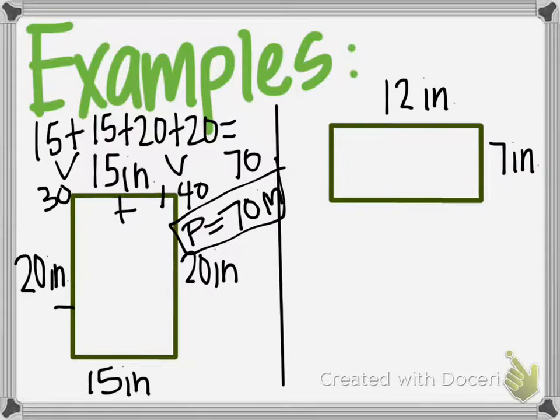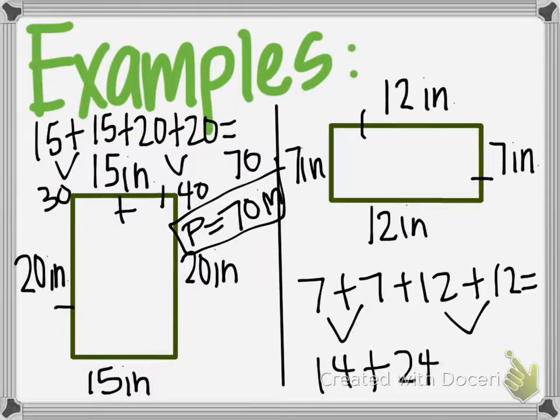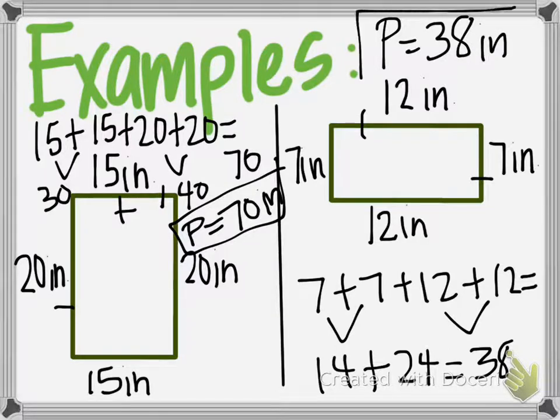Okay, again, over here we have a rectangle. We know that if this side is 7 inches, then this side's going to be 7 inches. If this side is 12, this side will be 12 inches. Then we'll add it all up again. 7 plus 7 plus 12 plus 12. 7 and 7 makes 14. 12 and 12 makes 24. And then when we add those together, it's 38. So the perimeter here is 38 inches.